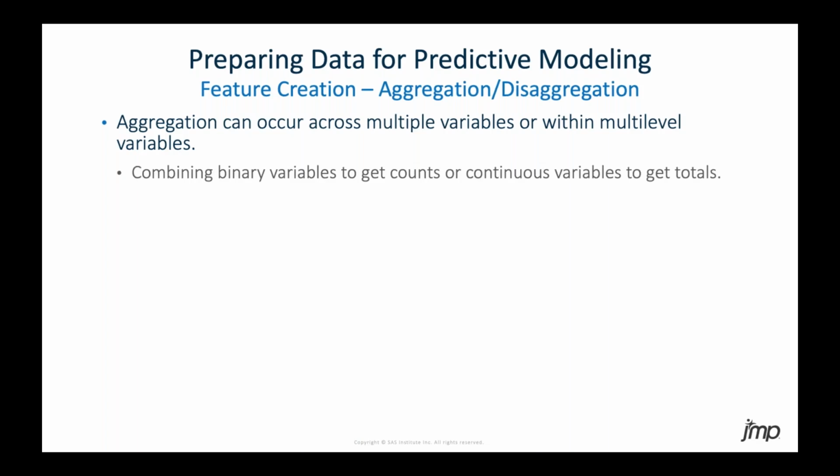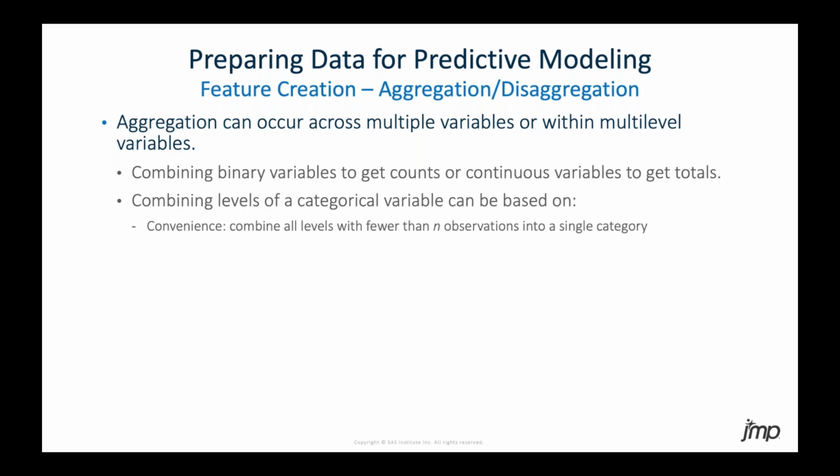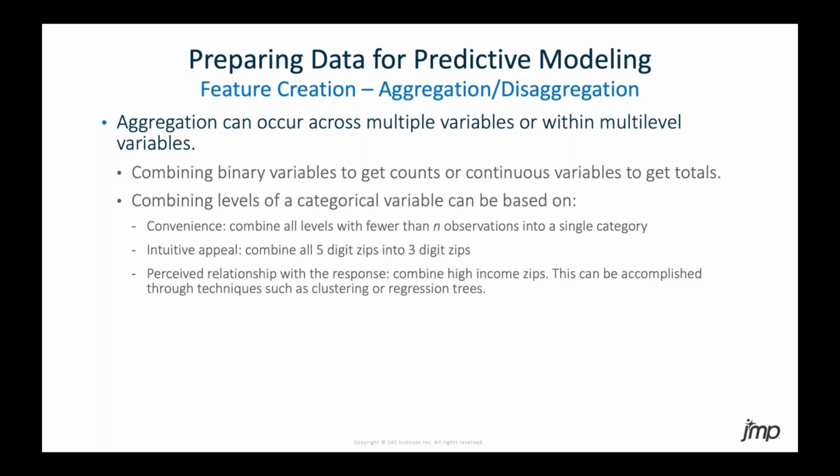I can combine binary variables to get counts, or continuous variables to get totals. I can combine levels of categorical variables, and I can do that based on convenience. For example, for the zip codes, I could just look at who comes from where and combine all of those cases where I have only one or two observations from that zip code. I could use intuitive appeal: I can turn those 5-digit zips into 3-digit zips. Or I can use some sort of perceived relationship.